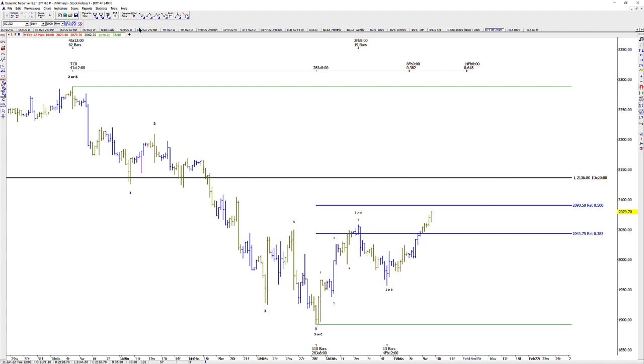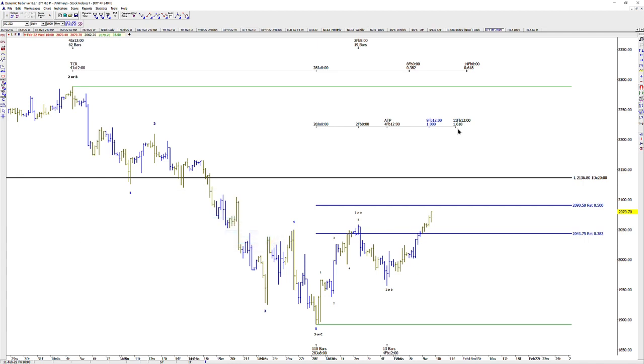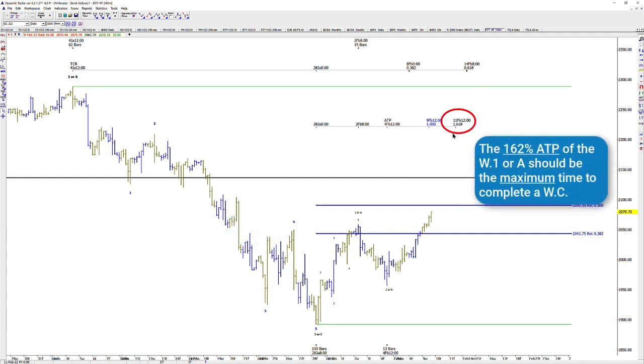Number one, we can do the 2 alternate time projections, the 100 and 162. So it comes in at the 9th. That's the 100 alternate time projection. And the 162, usually the maximum for a wave C anyway. And that's not too far off. I'll bet this would be on a Friday probably, and the 14th is probably a Monday or so. Pretty close to the 62% time retracement.